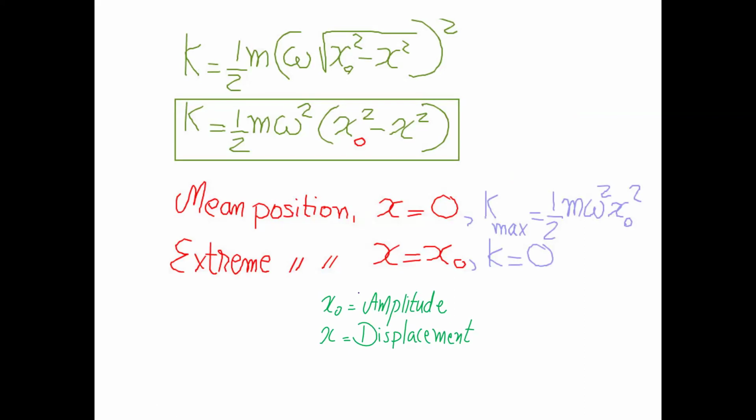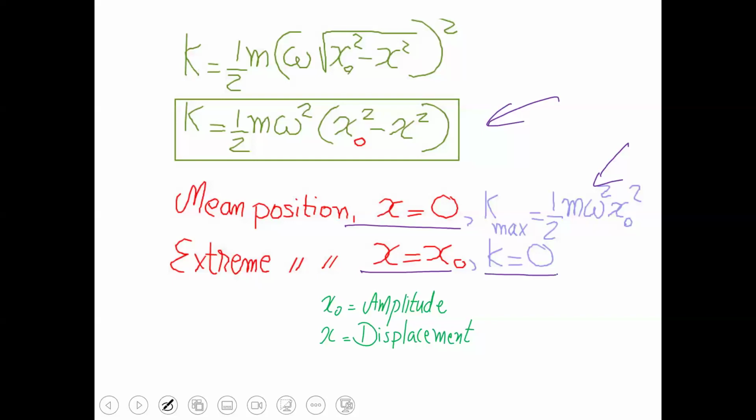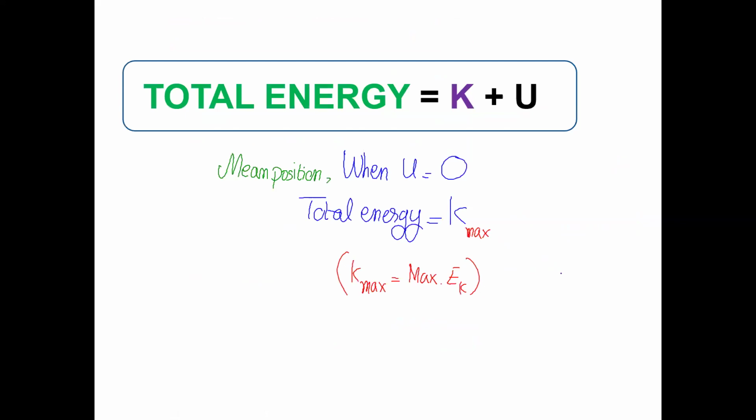This is the formula for kinetic energy. At the mean position, kinetic energy is half m omega square x naught square. And at the extreme position, kinetic energy becomes 0. Total energy: in order to find the total energy, we use the relation that total energy is K plus U.